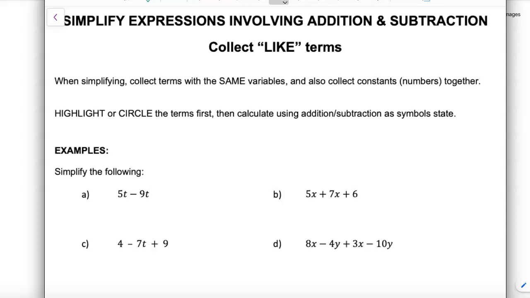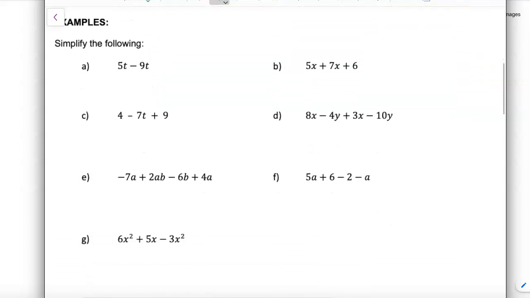In this video, I'm going to show you how to simplify algebraic expressions involving addition and subtraction. When we're looking at algebraic expressions, and we can see some terms that have the same variables or just constant numbers, we can add and subtract these together as the symbol states. What I like to do is, when I'm dealing with an expression, circle the terms that are like first and then calculate them. Let's have a look at some examples.